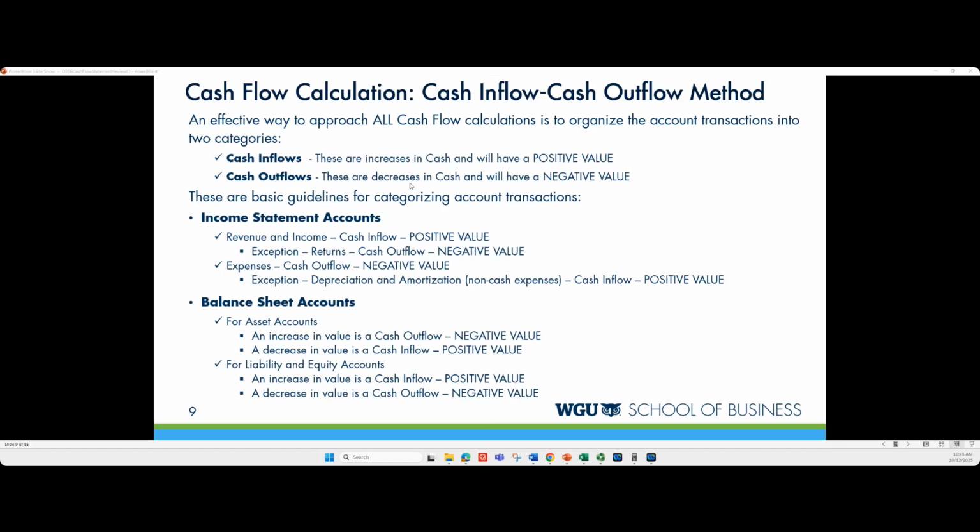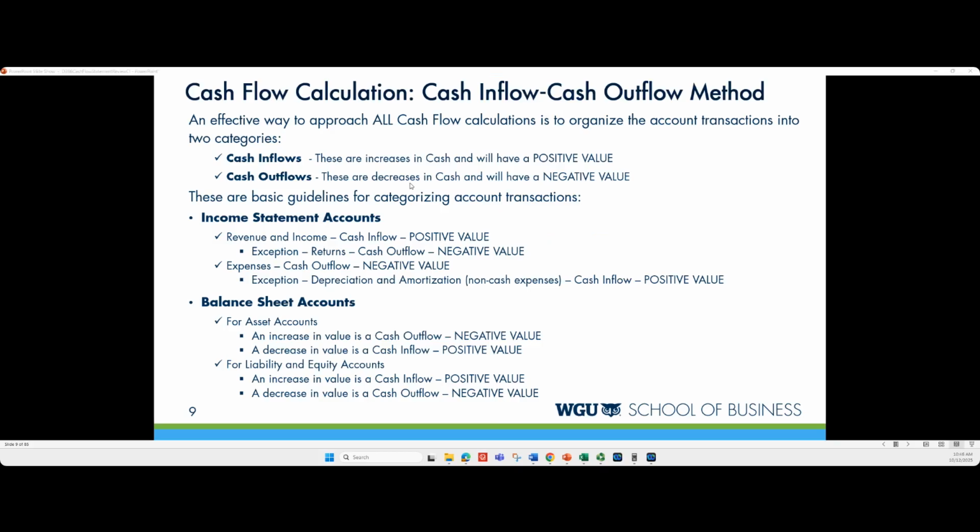So as we're working through our cash flow statement, we're basically going to be looking at the income statement and the balance sheet for where the information is coming from. So on the income statement, revenue and income are going to be cash inflows. They'll have a positive value. Now, the only exception is going to be if we have returns. That's going to be a cash outflow or a negative value. And I'll give you an example.